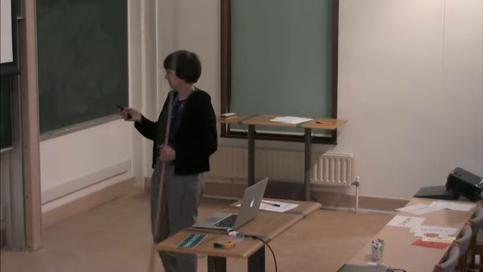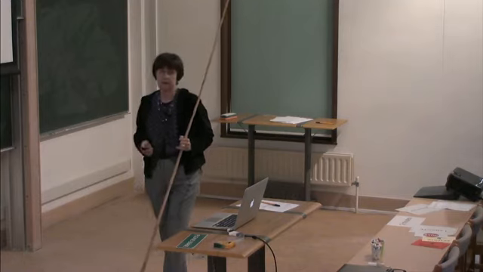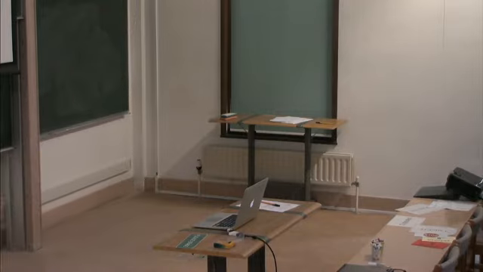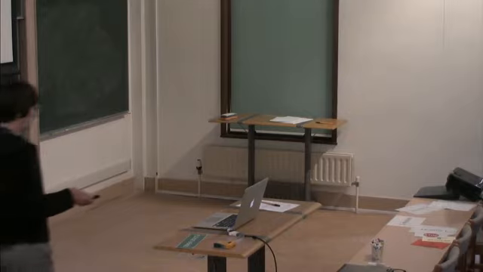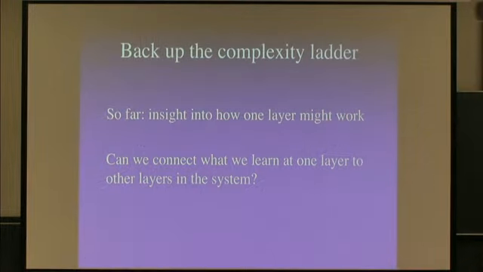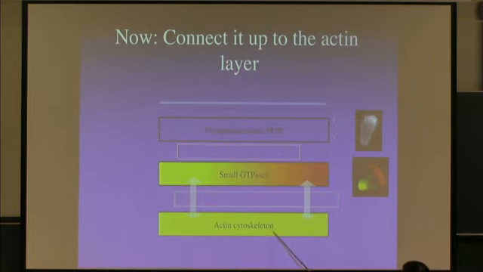Okay, so I think I've mentioned this already. We could go on. So far, remember, we're looking at just one layer of signaling, which is the rho GTPase layer. And the question is, we think we might understand something about that layer. Can we somehow connect it to some of the other layers? So that's what I'll briefly mention next, the fact that rho GTPases actually talk to the actin cytoskeleton.